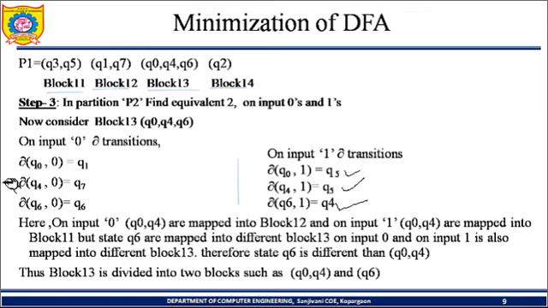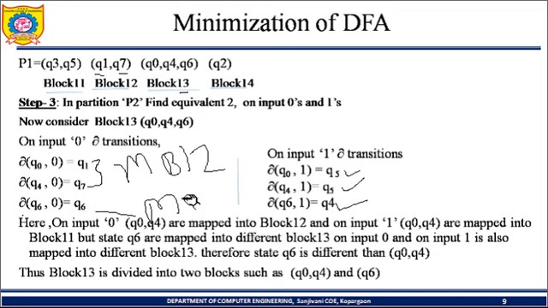So here you can see Q0 after reading 0 is in Q1, and Q4 after reading 0 is in Q7. Those two are mapped into the same block, block 1 2. But Q6 after reading 0 is mapped into block 1 3. That's why state Q6 is different from Q0 and Q4 on input 0, but we have to check on input 1.